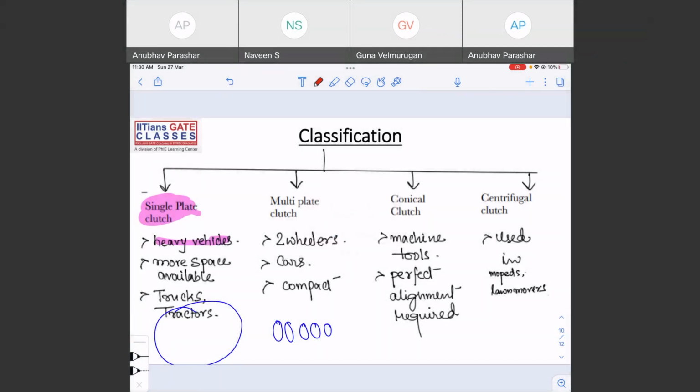Now there is another type of clutch, known as the conical clutch. We'll go through the formula. Where are conical clutches used? They are used in machine tools. Questions from this classification are asked: where a single plate clutch is used, where a multi plate clutch is used, where a conical clutch is used, where a centrifugal clutch is used. Please remember this slide at least.